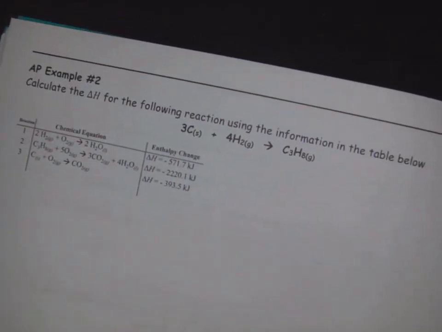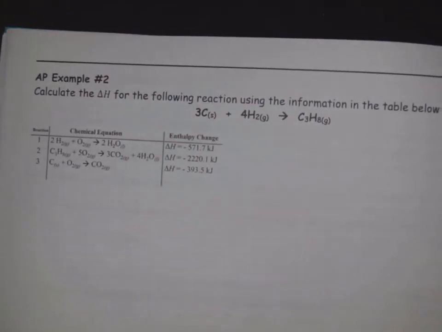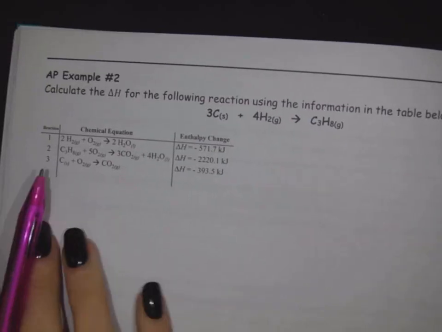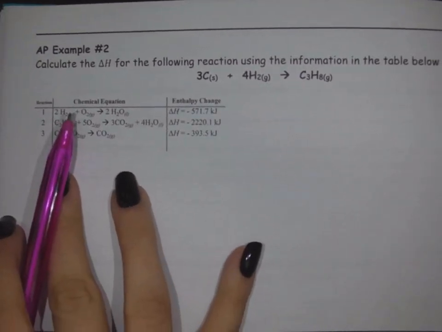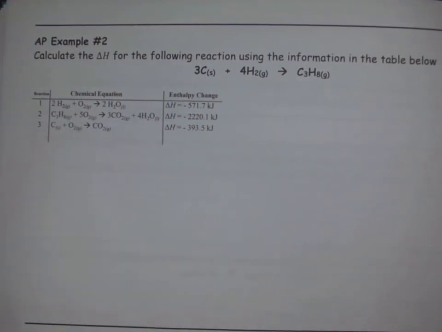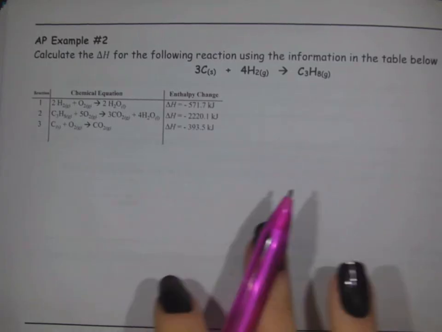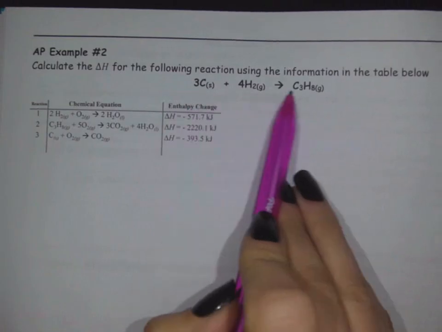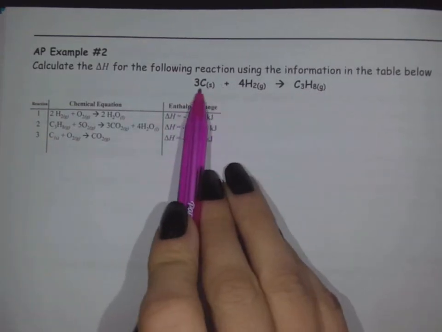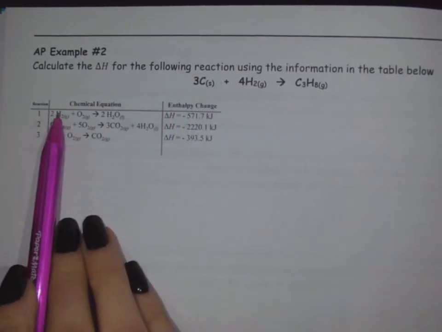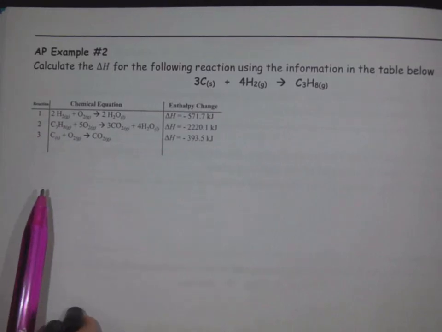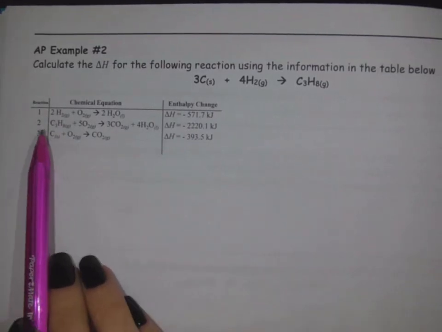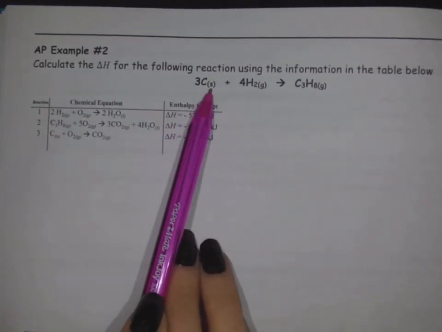Okay, so I have example 2, example 3, and then we got example 4. And I think this one has 3 here, so let's do this one together. And then I think I'm going to save number 3 for class. So I see this overall reaction that I want to achieve, and carbon is on the reactant side. So now I'm going to look at all 3 of these reactions, and I'm going to try to find carbon where it's all by itself, carbon solid.